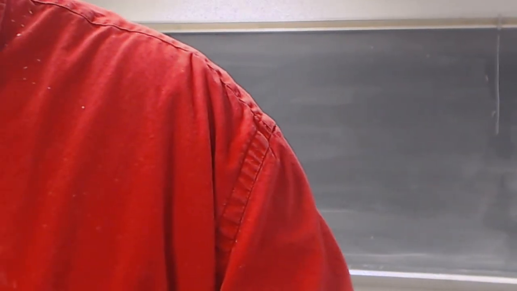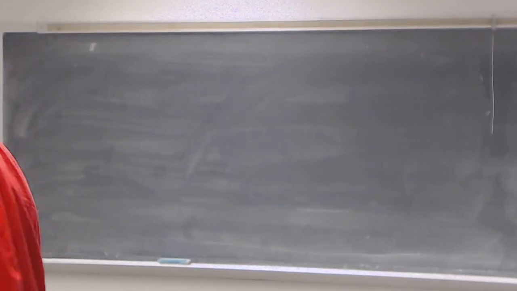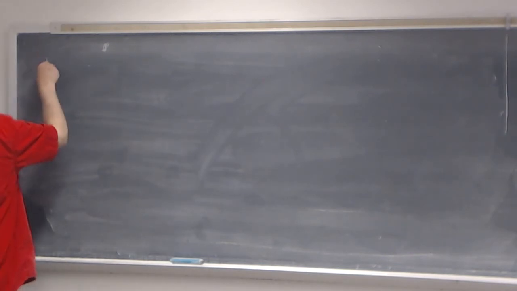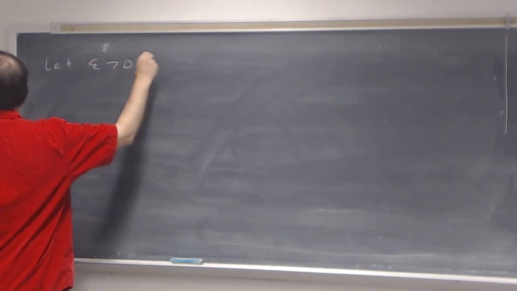Okay, so we're talking about limits in a metric space of a function. Here, we're going to use the definition of a limit of a function. That's going to involve us considering an epsilon greater than 0, so we're going to let epsilon greater than 0 be given.